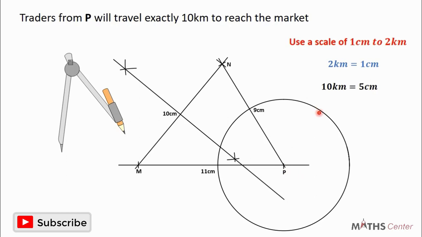This means that when we pick any point on the circle, the distance between that point and point P will be 5 centimeters, or 10 kilometers if we are considering the distance in kilometers.